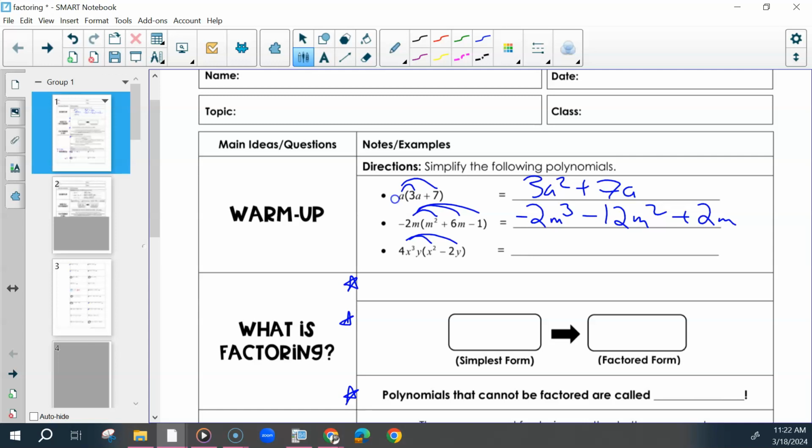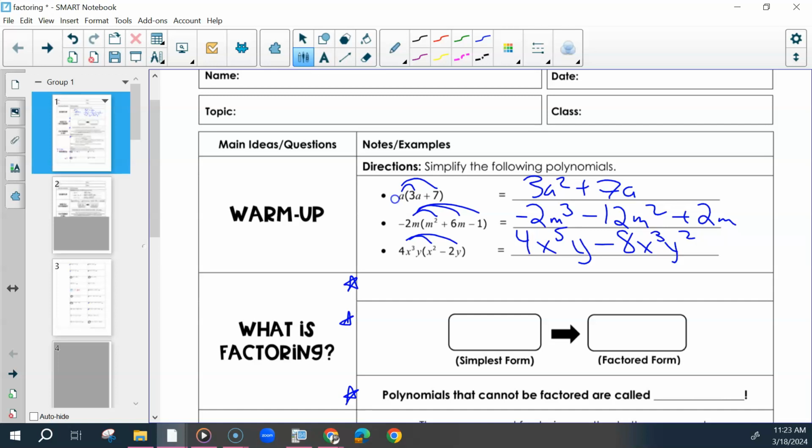4x to the fifth y minus 8x to the third y squared. Your exponent rules, we need to keep practicing them, especially when we are using this method to check ourselves. So when multiplying like bases, add your exponents.